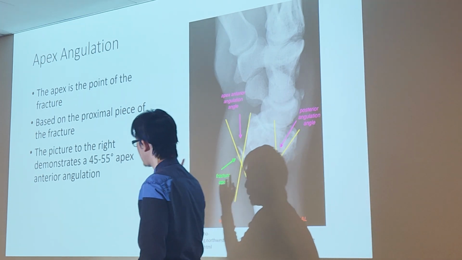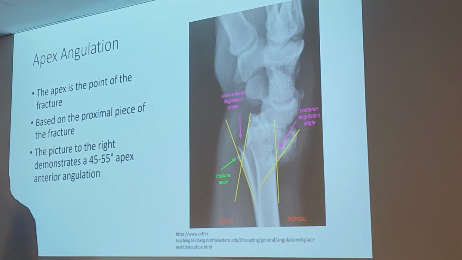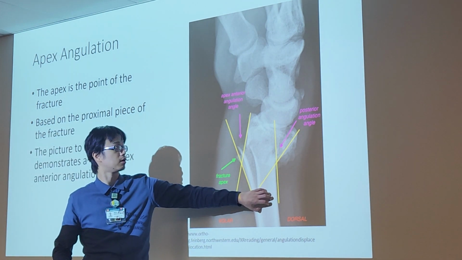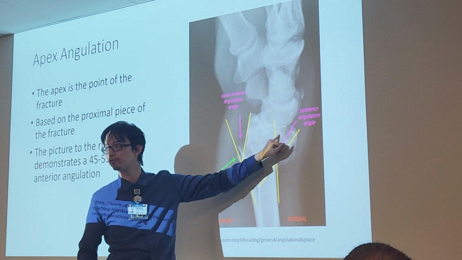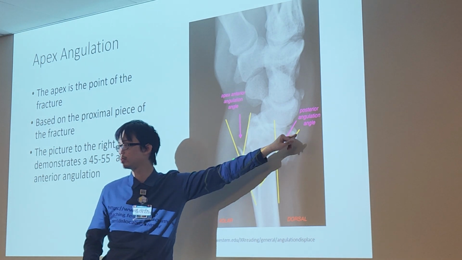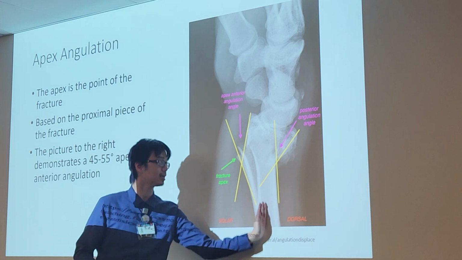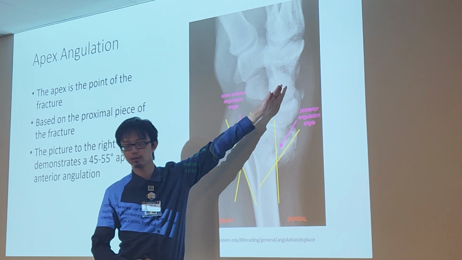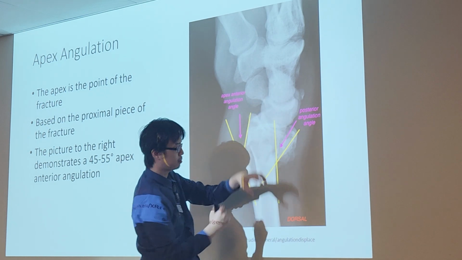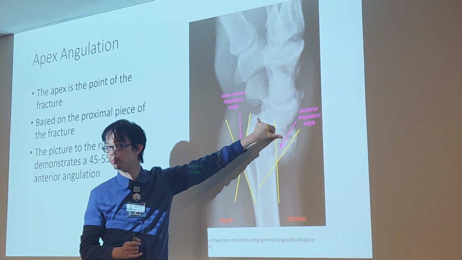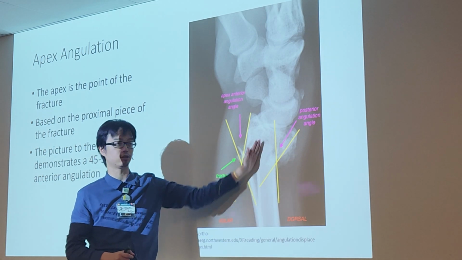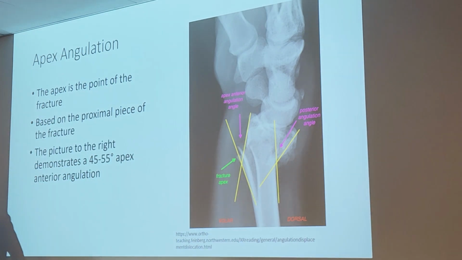So depending on which way it's pointing, we're going to see its relation to the other fragment. So here, we've got radius and ulna. Right over here, we've got the head of the ulna, the big thing. So you see ulna coming like this, and you see the head of the ulna going like that. You see how they're coming at an angle? Right, so here's my proximal piece, here's my distal piece. And so we take a look at this angle and we can describe the angle of the fracture. That's what we mean by apex angulation. We use the apex, the distal end of that fracture, to describe the angulation.